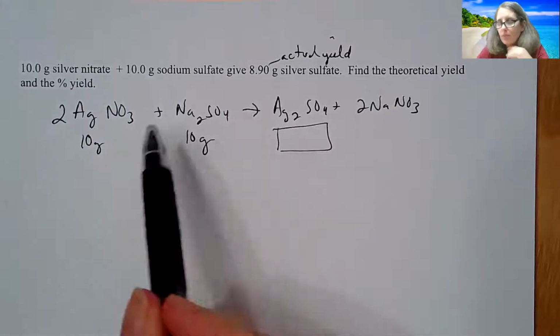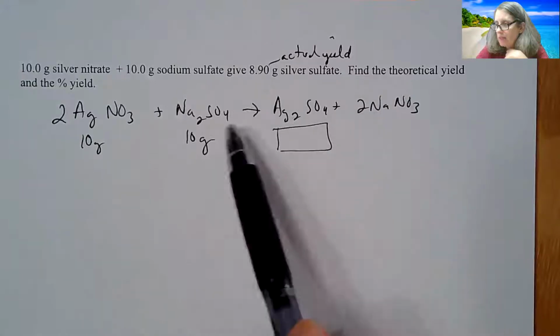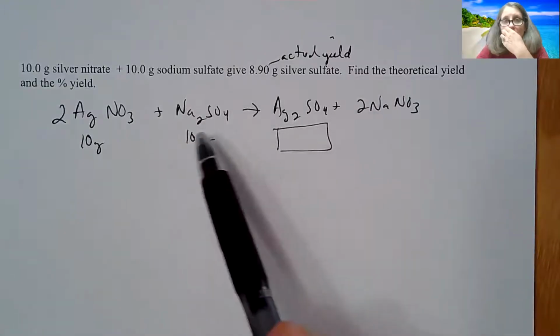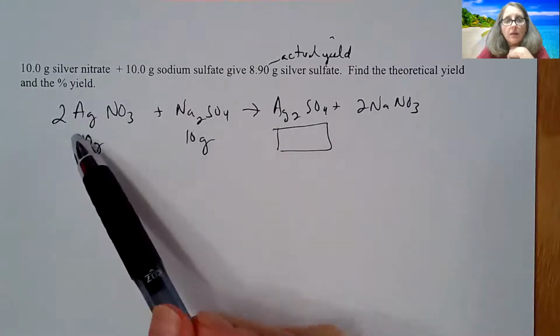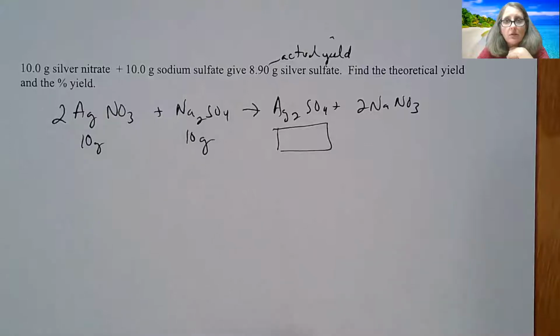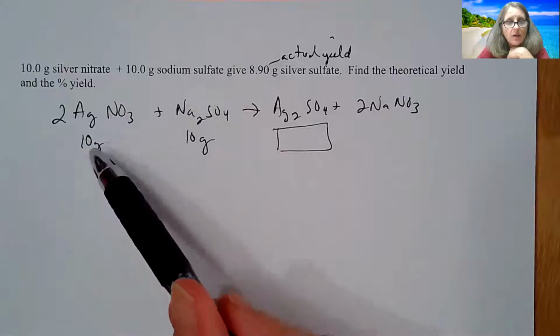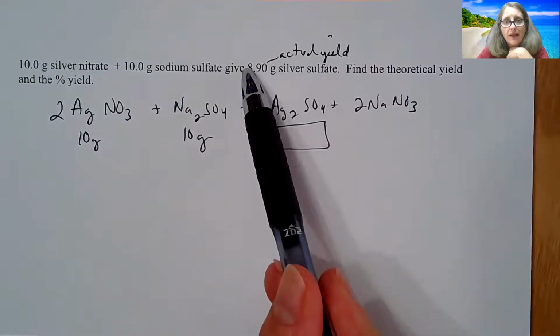Again, silver nitrate plus sodium sulfate gives you silver sulfate. And again, the balanced equation is going to be helpful for what you have to do here. For these types of problems, I'll probably give it to you balanced, but for notes, I sometimes ask you to do that. So they want you to find the theoretical yield and the percent yield. I have 10 grams of this, 10 grams of that, and I need to know how much of that, and this is my actual yield.